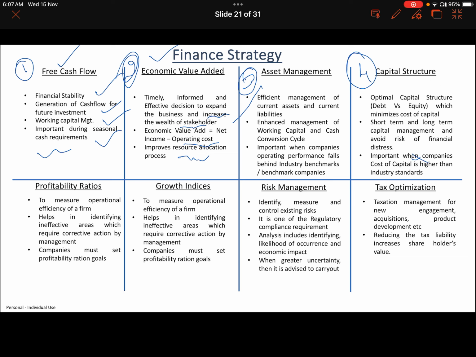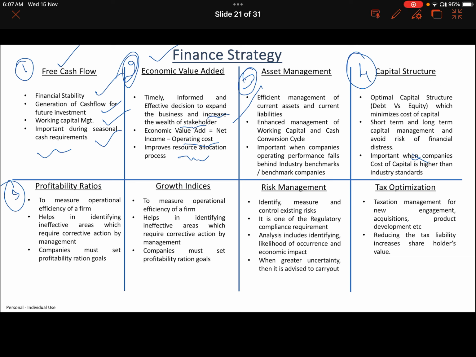If the cost of capital is higher than other industry standards, then the company's finance manager will think of reducing the cost of capital by switching between equity and debt capital. The other strategy, profitability ratios.